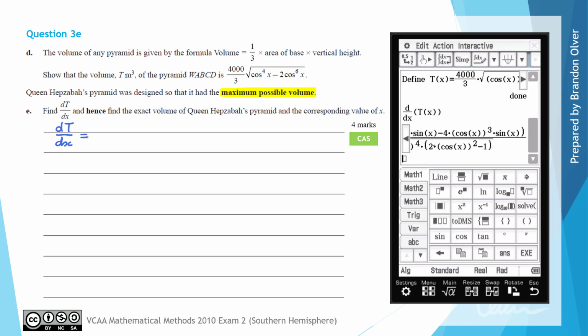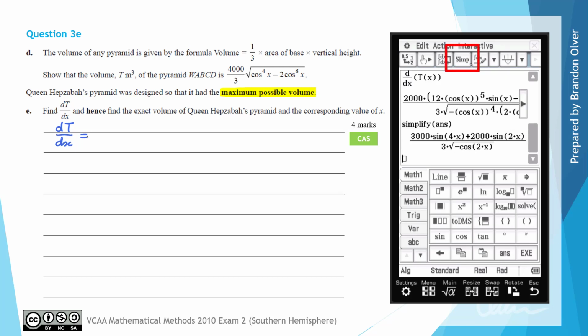And now that's quite a lengthy thing to write out in an exam. So sometimes it's worth just hitting the simplify button, which is up the top of the screen, and that will give us a slightly nicer format for the derivative of t. So we're going to write down the simplified version of that derivative which the calculator gave us. So that was that we had 3000 sine of 4x plus 2000 sine of 2x. And that was all divided by 3 square root of negative cos of 2x. So that's one simplified version of dt dx.